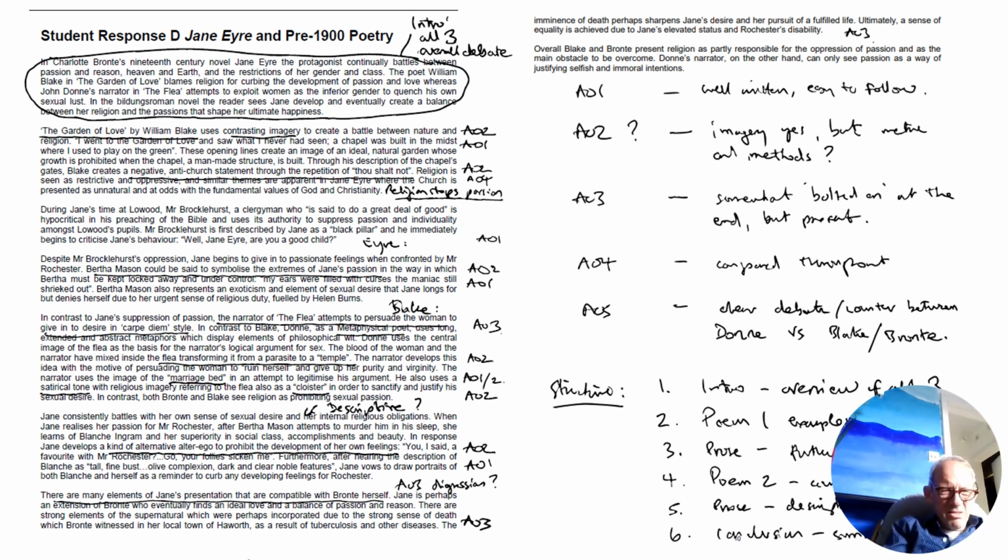Yeah, but no mention of meter. Why not? Cloister, good imagery. Okay, so good references to the text, but no reference to meter again, which is a must, really, I think, for AO2. I like the detailed reference to the text, though. And then at the end, in contrast, both Bronte and Blake see religion as prohibiting sexual passion.